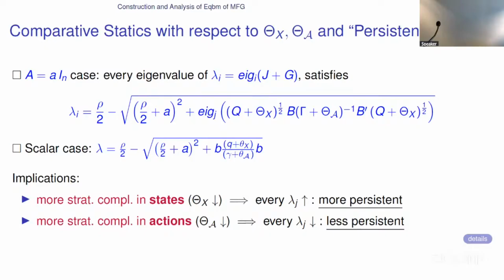Each eigenvalue is equal to rho minus the square root of this term, the same as the term in the one-dimensional case, plus each of the eigenvalues of this guy. But the eigenvalues of these matrices look like this. They have a q plus theta in the top, 2 square roots multiplied outside, and they have one inside. So you could do the comparative static eigenvalue by eigenvalue in this case.